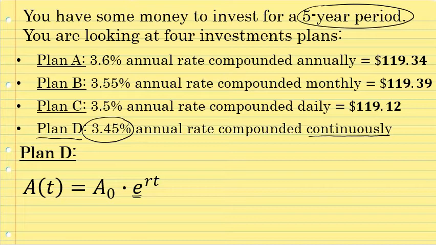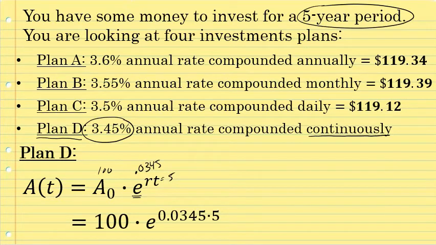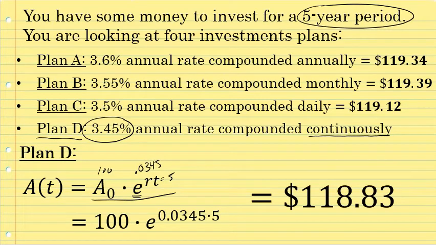I'll use an initial amount of 100. I'll use an interest rate of 0.0345 and a value of 5 for t. Substituting those values into the continuously compounded interest formula gives me 100 times e to the power of 0.0345 times the 5 years in which this money will be invested, and this expression evaluates to $118.83, which is actually the least amount of money earned in any of the 4 plans.